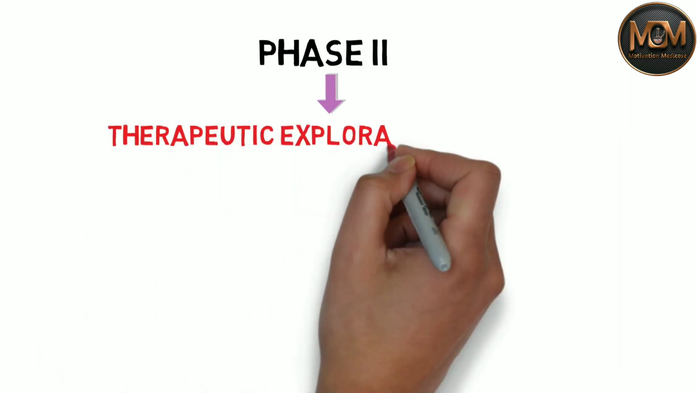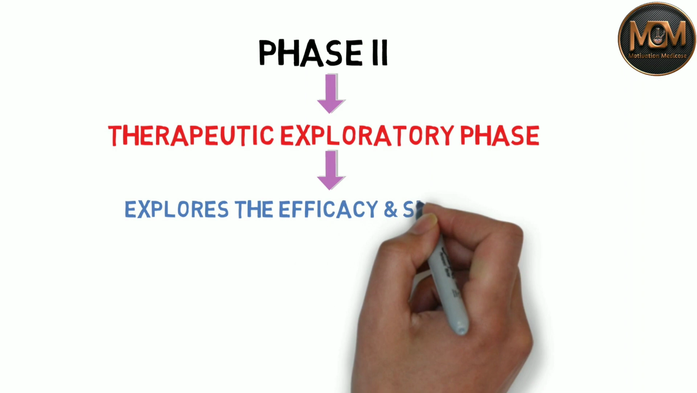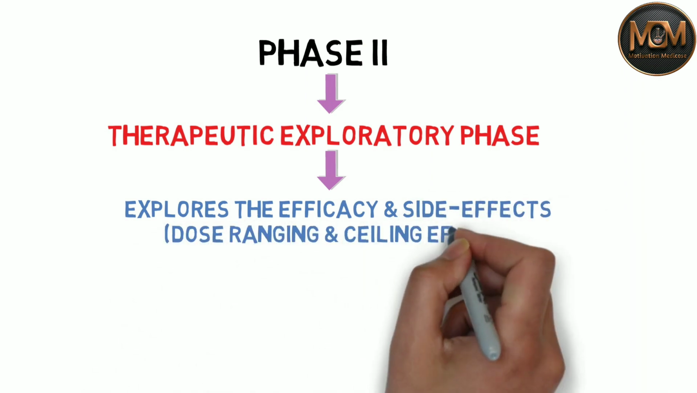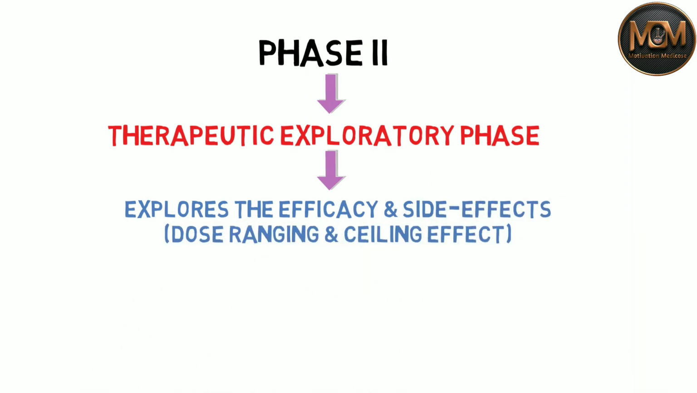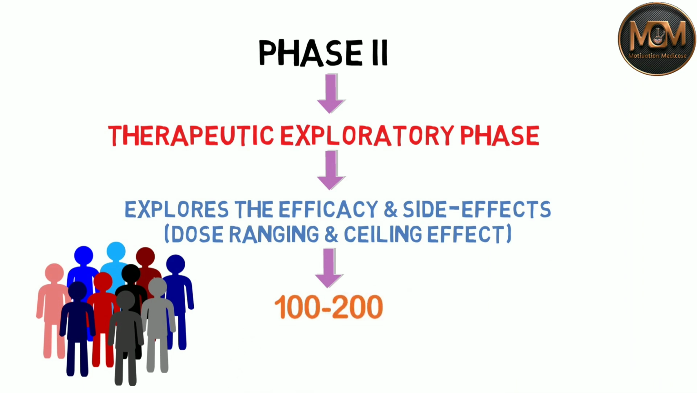Now let's take the phase 2, or we can also say the therapeutic exploratory phase, as it explored the efficacy and side effects of the experimental product. It is done around in 100 to 200 patients who are disease affected.